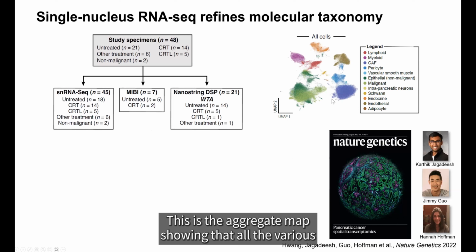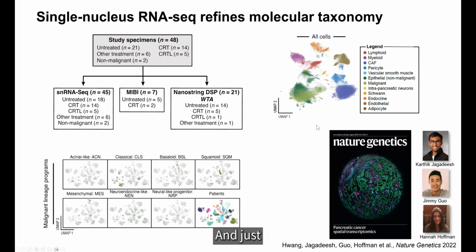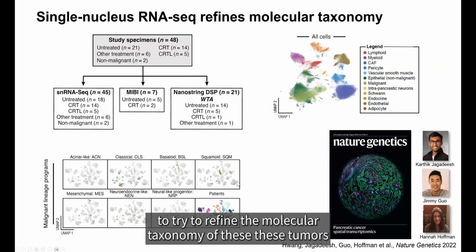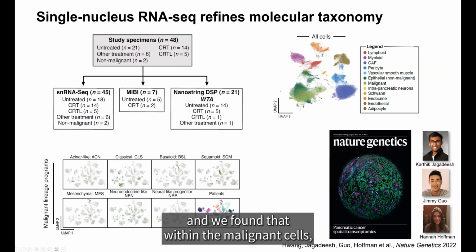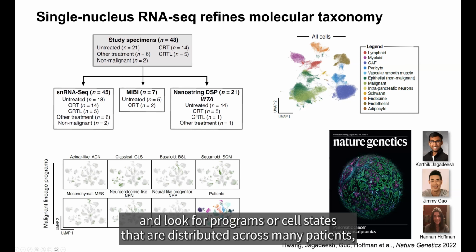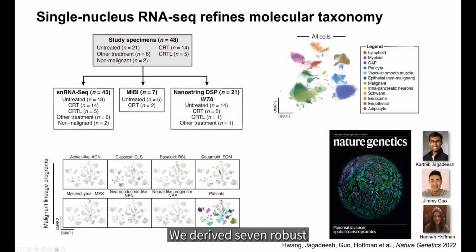This is the aggregate UMAP, showing that all the various major cell types that we'd expect in pancreatic tumors can be seen. And just examining one particular cell type, the malignant cells, we decided that it would be useful to do a de novo classification to try to refine the molecular taxonomy of these tumors. And we found that within the malignant cells, if you perform consensus non-negative matrix factorization and look for programs or cell states that are distributed across many patients, not just specific for one patient or another, we derived 7 robust cell states.